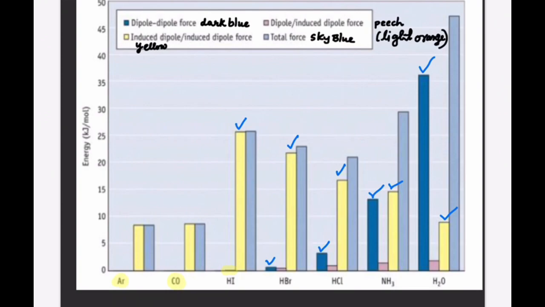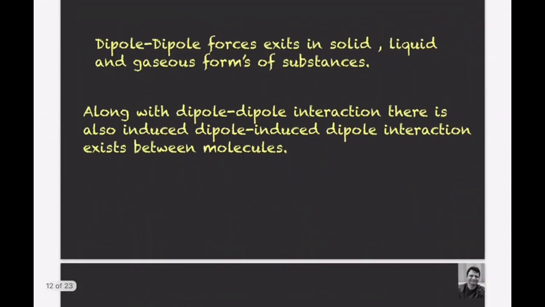But these things can be experimentally determined. We cannot predict which type of interactive forces is contributing more and which type of interactive forces are contributing less. But this is a very interesting subject. So we can say that dipole-dipole forces exist in solid, liquid and gaseous form of substance. Along with dipole-dipole interaction, there is also induced dipole interaction between molecules, which we have seen in the graph.